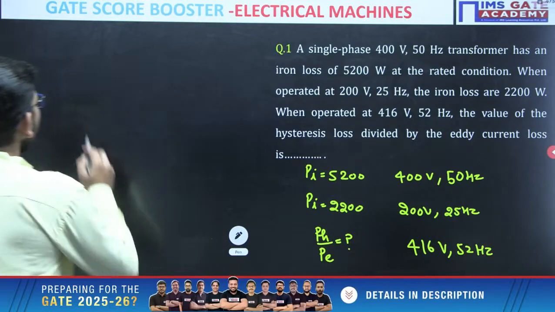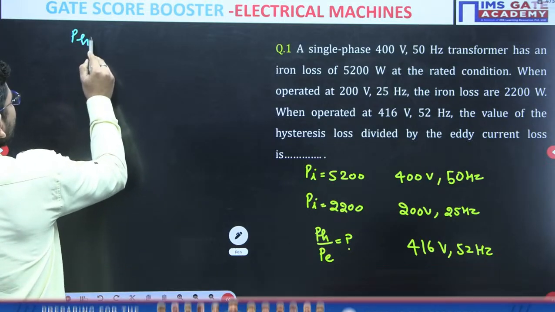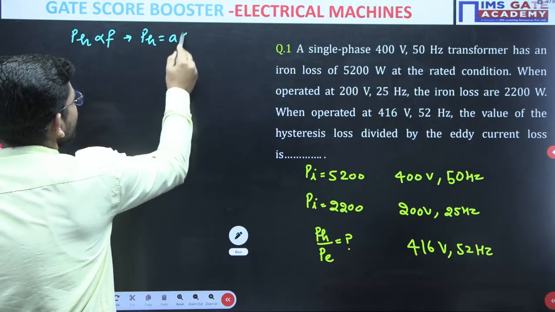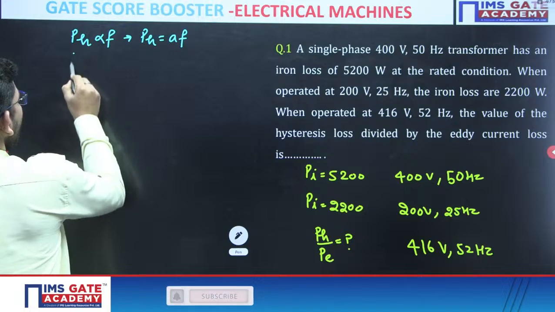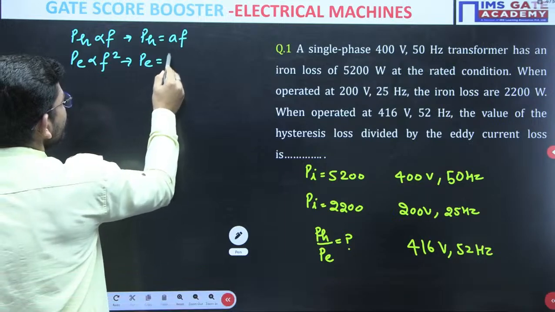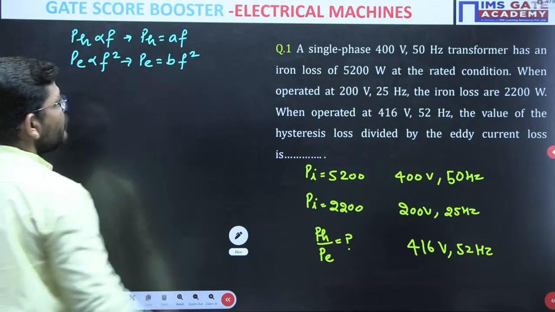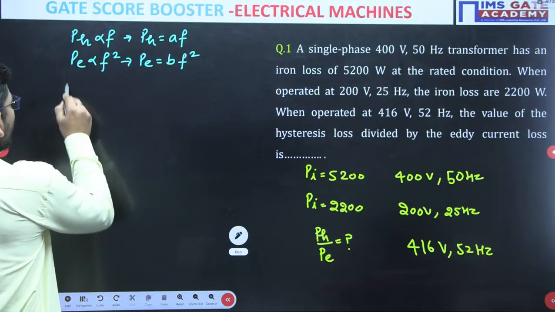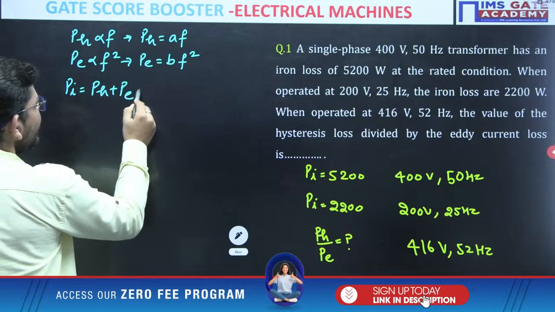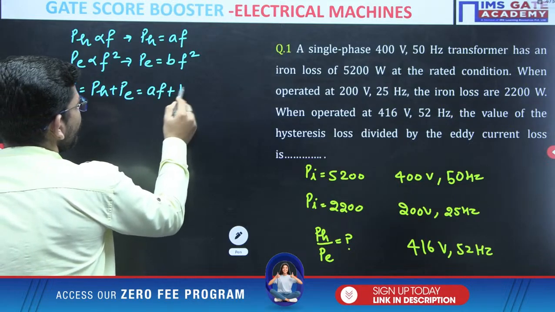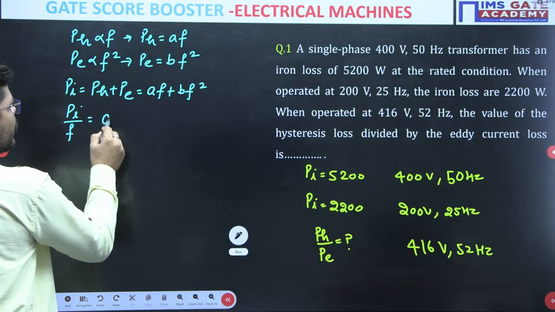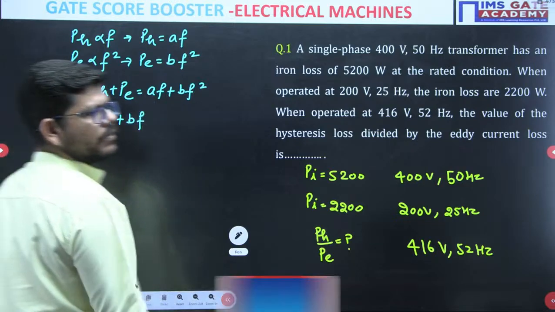We know that hysteresis losses are proportional to frequency, or we can write that hysteresis losses are some constant A times F. Eddy current losses are proportional to frequency square, or we can write that eddy current losses are B times F square, where B is a constant. Total iron losses are the combination of hysteresis plus eddy current losses, or we can write AF plus BF square, or it may be written as P_i over F equals A plus BF, correct?